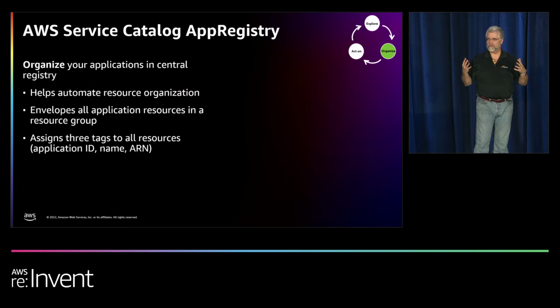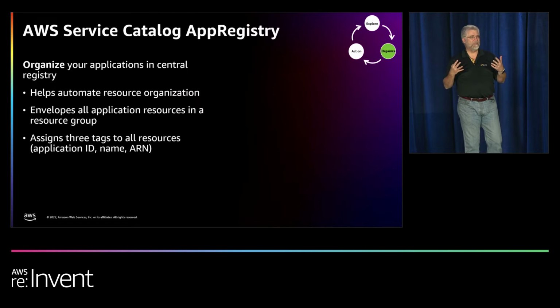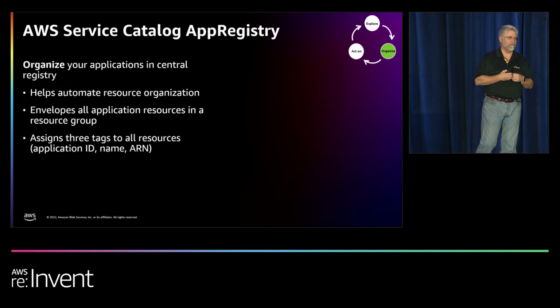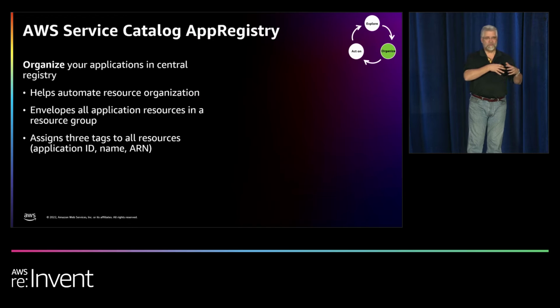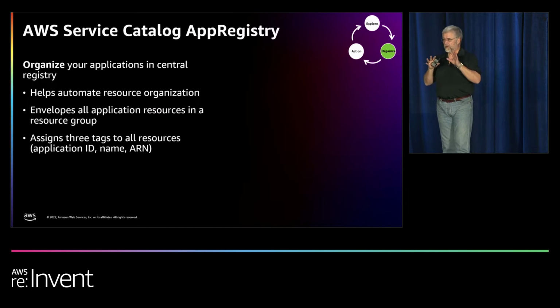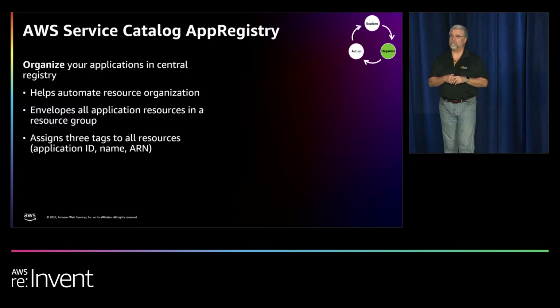You create an application, and you basically tell it what resources are part of it. And what AppRegistry does, it takes those two steps we talked about before, the tagging aspect and the grouping aspect, and does it for you. It will wrap the resources in a resource group, and it will ensure that there are tags being published and pushed to the resources that are part of your application.